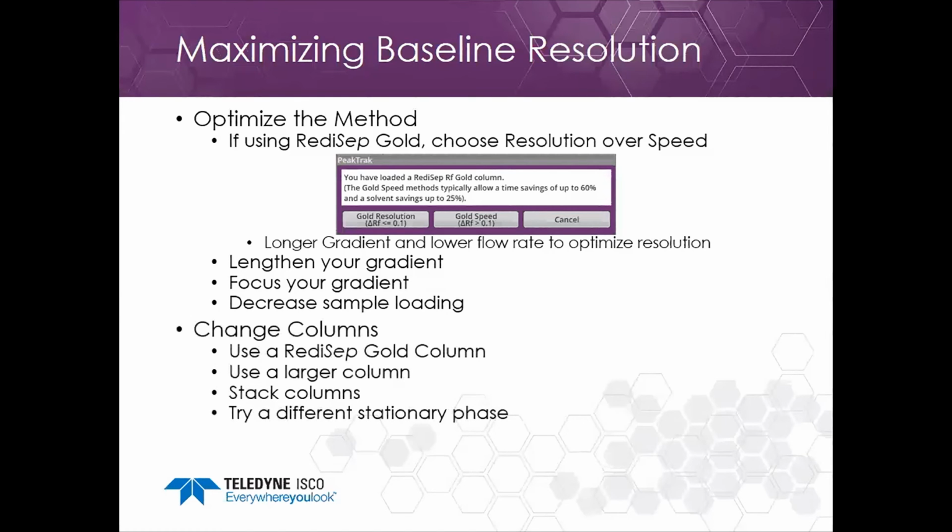Next, you could change columns. So, like I said, you could use a RediSep Gold column instead of a traditional flash purification column. You could use a larger column, so you're increasing the ratio of silica to compound. That is affecting your loading ratio. You could stack two columns together, and that's a similar effect as going up a column size, except you're gaining some resolution by going through a narrower column. Or you could try a different stationary phase. So maybe you want to change stationary phases completely, go to a reverse phase system or another functionalized silica option that might be better suited for your compounds.